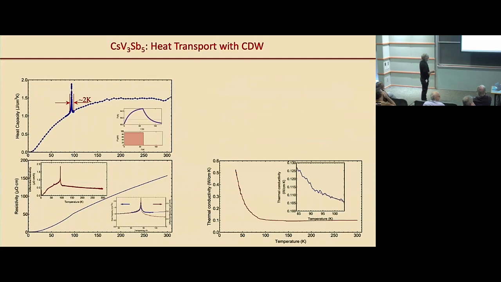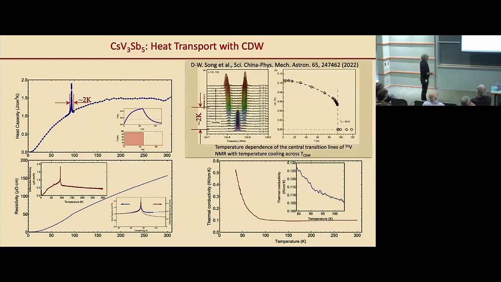And that's the thermal conductivity. And just to make the point, in my opinion, one of the best experiments that showed that indeed this is a first order transition is the NMR, in which a single vanadium NMR site was split, and the split width is 2 Kelvin, which is the same width as the anomaly in the specific heat, or the anomaly in the derivative of the resistivity.